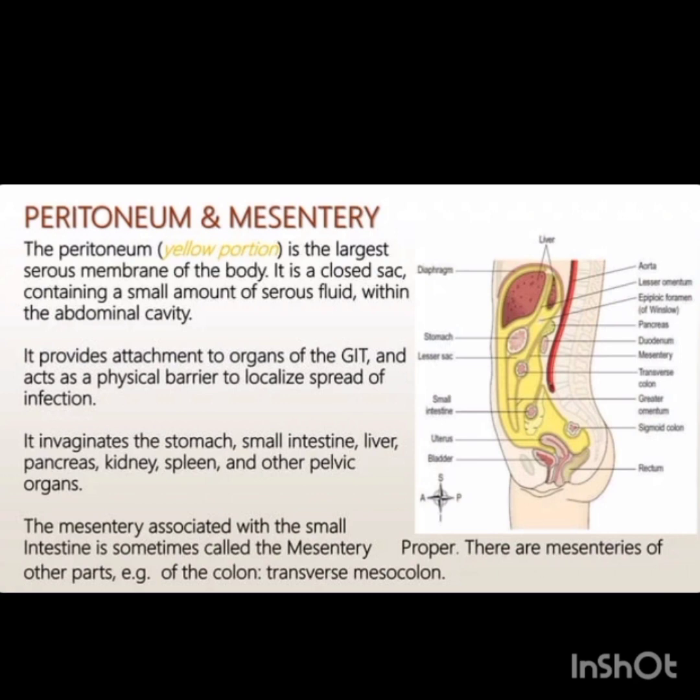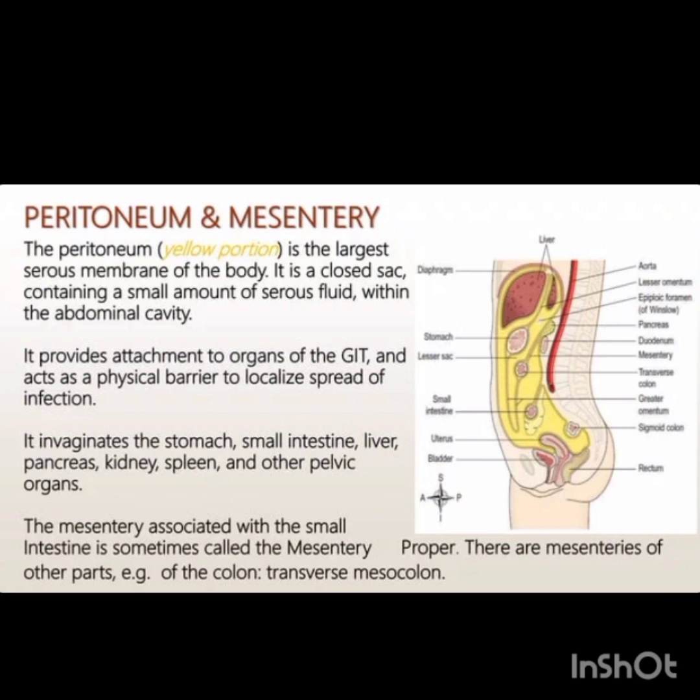It prevents the spread of the infection. See, this sac also has a small amount of serous fluid. That fluid is called the peritoneal fluid. So it lies within the abdominal cavity. It protects the stomach contents like the stomach, small intestines, liver, pancreas, kidney, spleen and all other pelvic organs. Okay, this is called the peritoneum.